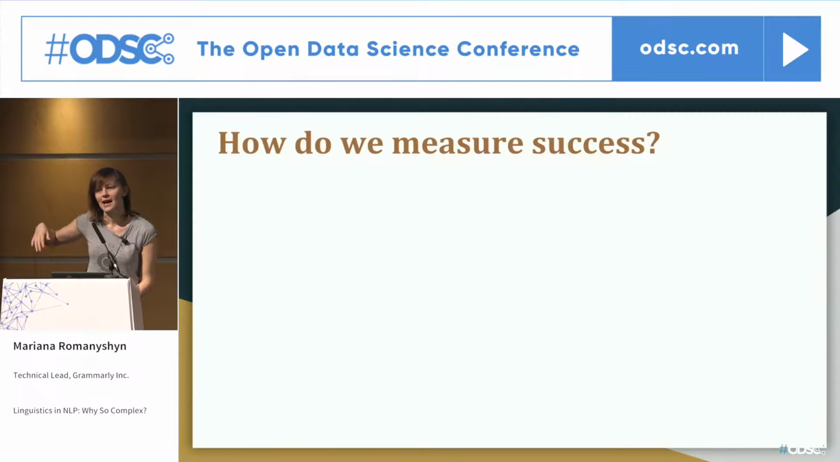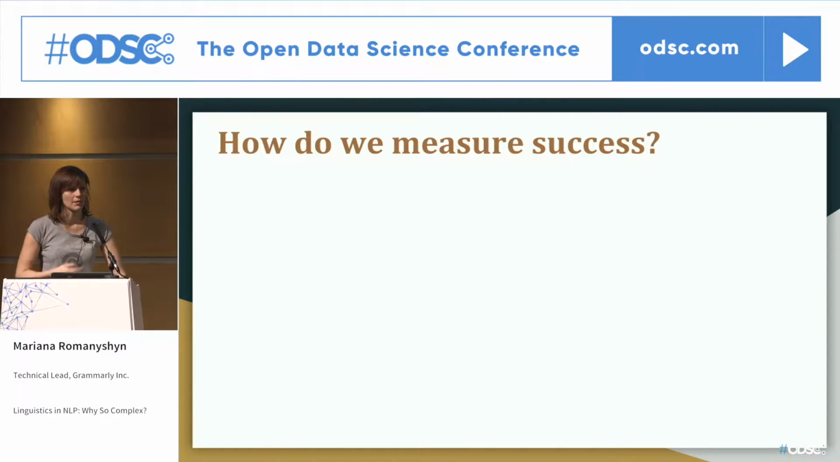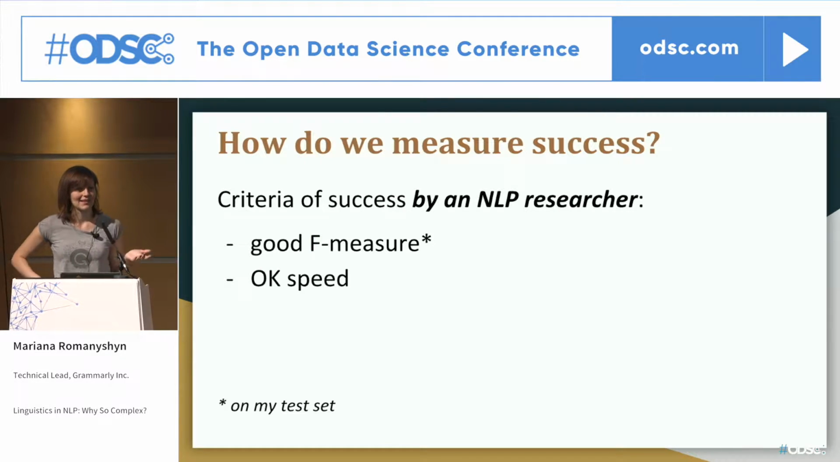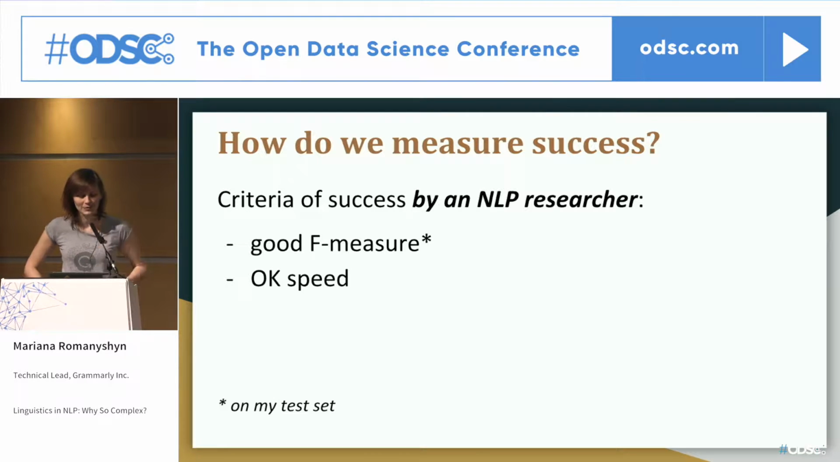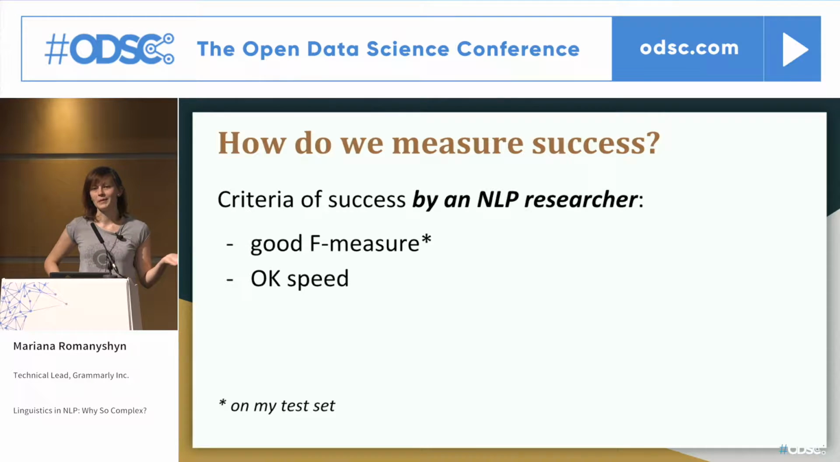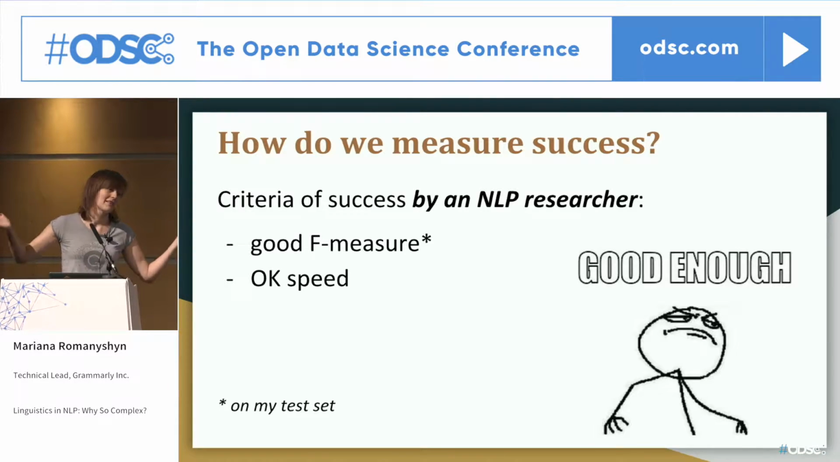How will we measure success on this complex word identification task that we are building, the complex word simplification task? Any NLP researcher, and I guess any researcher in the room here, will point out the first two criteria. First of all, it has to have a good F-measure on my test set, of course, and the speed should also be okay. But there's one problem.